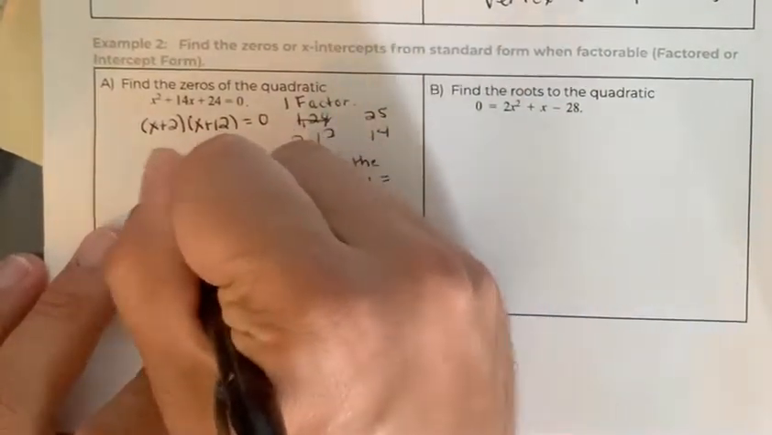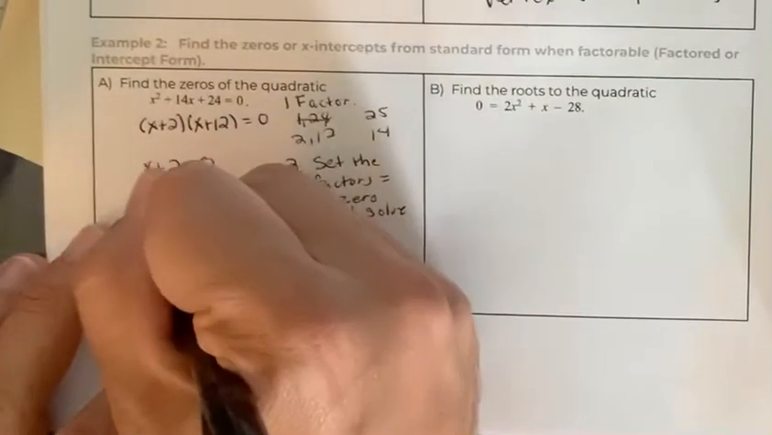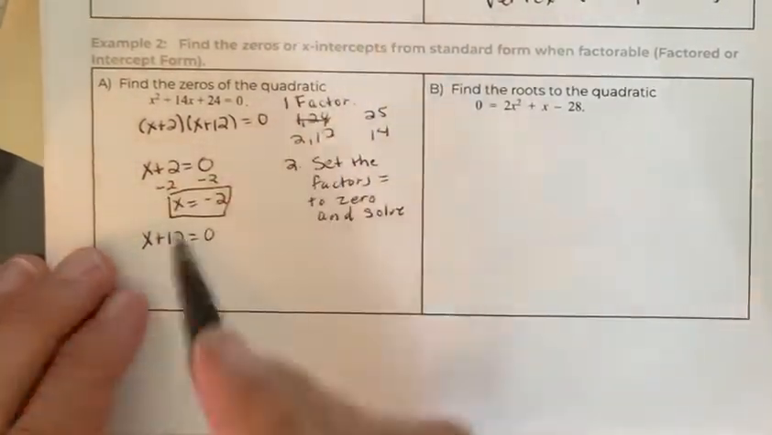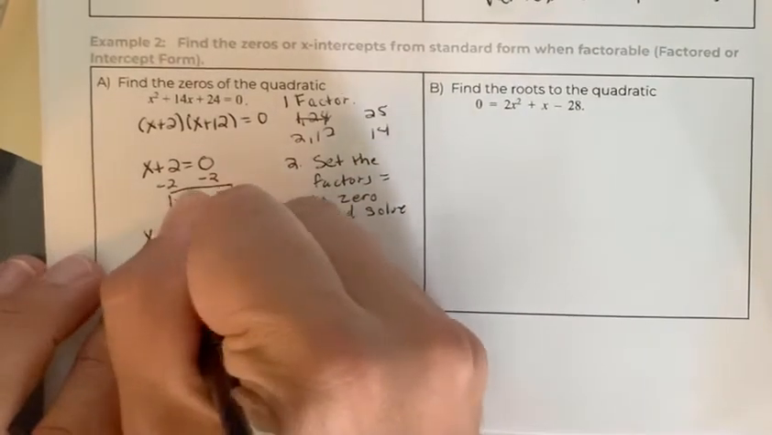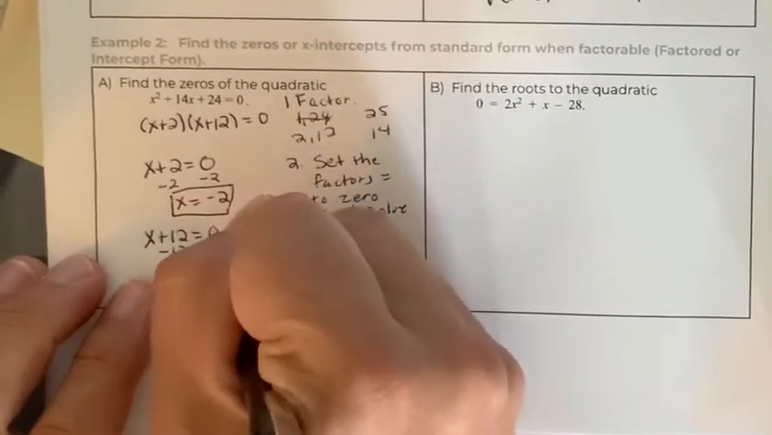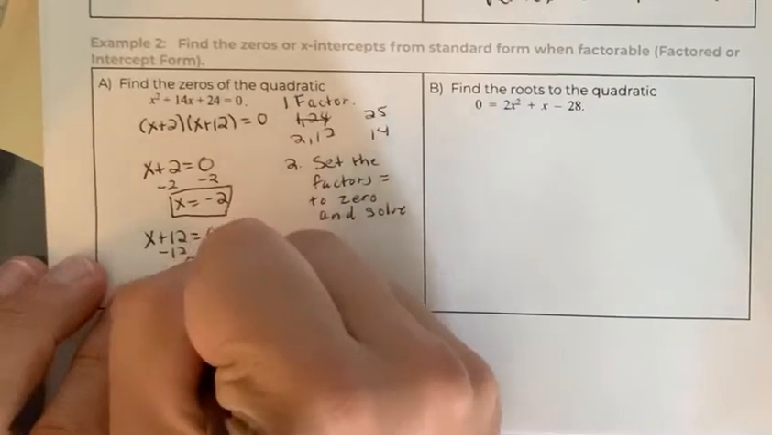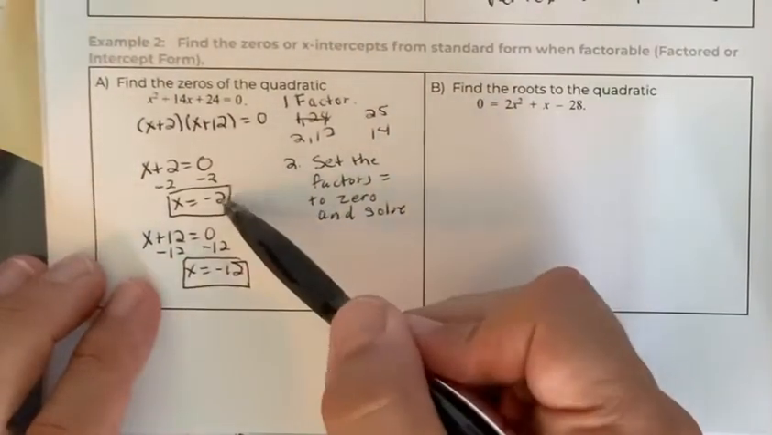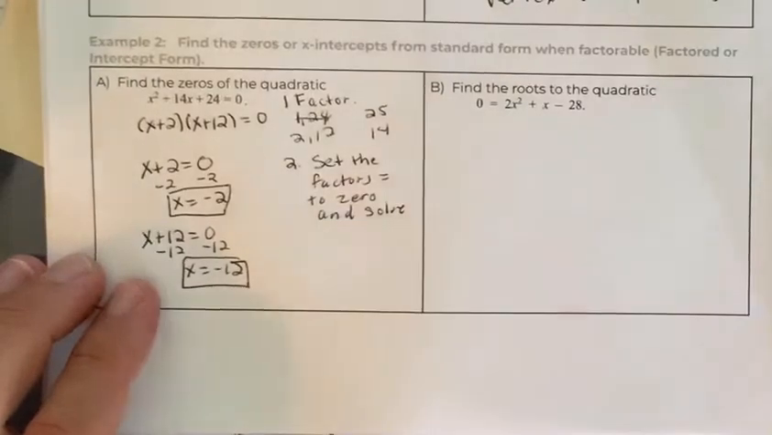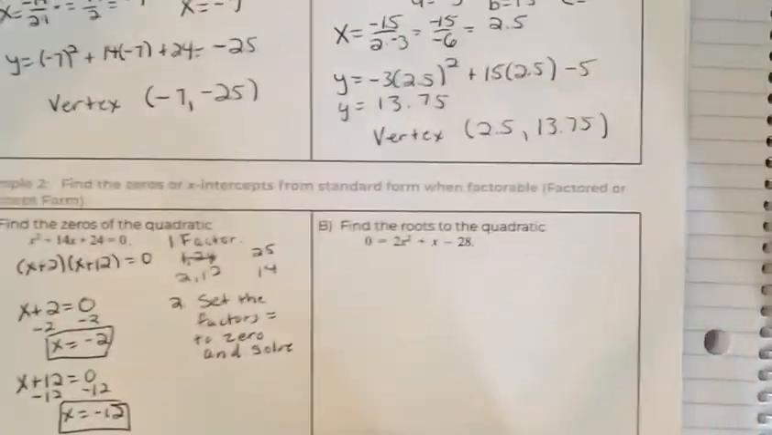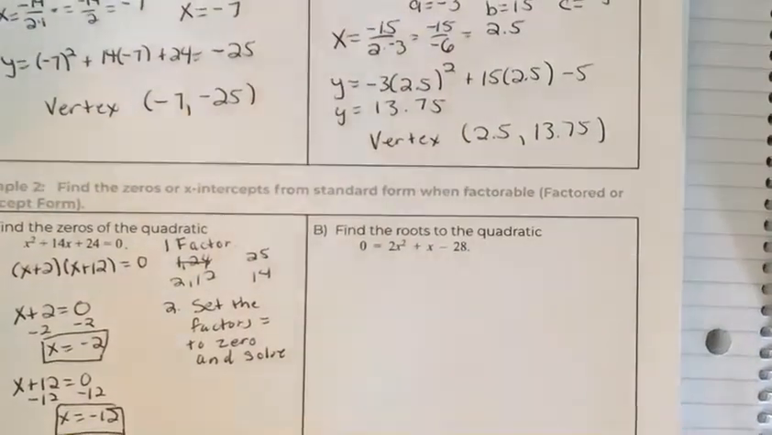I'll box that in. And then my other equation, x plus 12 equals 0. So to work backwards, subtract 12 from both sides, and you get x equals -12. So my two answers: x is -2 as a root, and x is -12 as a root. Now for part B, we have to find the roots of the quadratic.